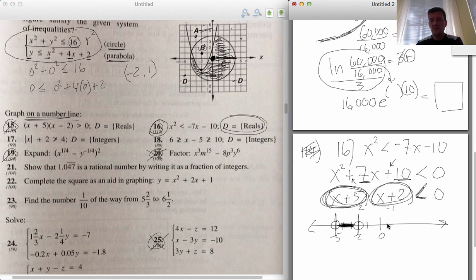If you want to be safe and check something outside the inside region there, try 0. So 5 times 2 is not going to be negative. If I come down here below negative 5, negative 6, this is going to be negative, this is going to be negative. Negative times negative is positive, not less than 0. Okay?